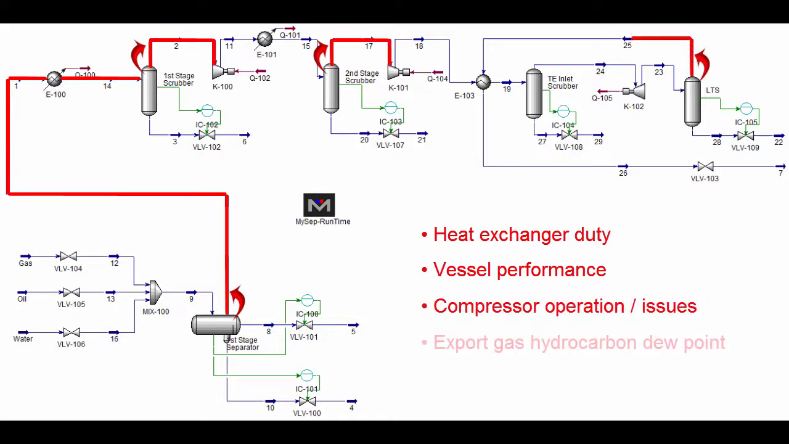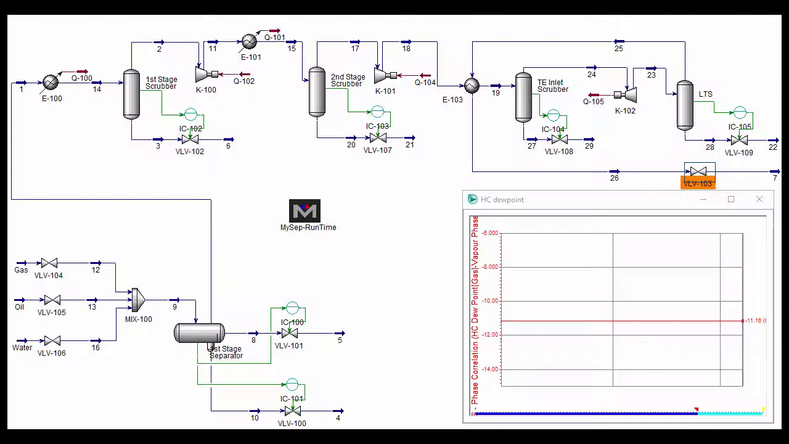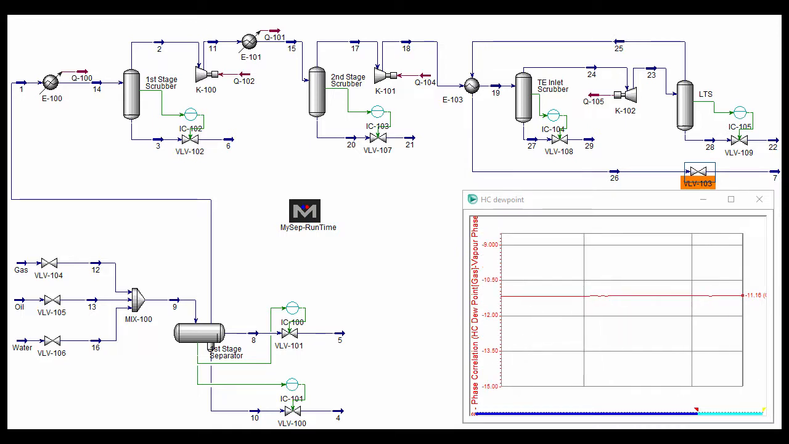gas hydrocarbon dew point. We will now run this dynamic simulation and compare the zero carryover assumption with the calculated carryover using MySep-RunTime. The simulation is currently being run with the assumption of zero carryover from the vessels. The strip chart shows the hydrocarbon dew point of the export gas. The dew point is around -11 degrees Celsius. The specification is -10 degrees Celsius, so all appears fine.